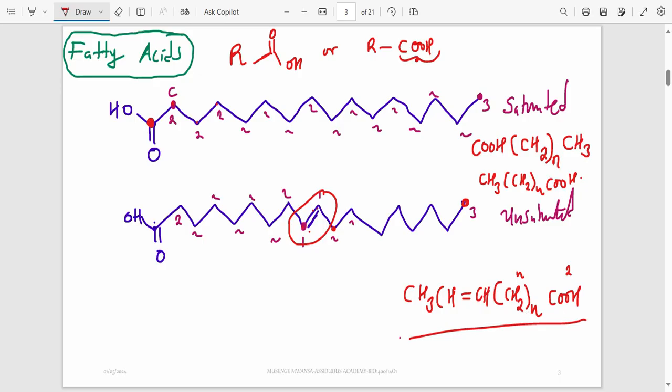But of specific importance, what I need you to understand, the unsaturated fatty acids can be mono unsaturated, di, or tri. Mono unsaturated just means that you only have one double bond. Di, two double bonds. And then tri, three, just like that.